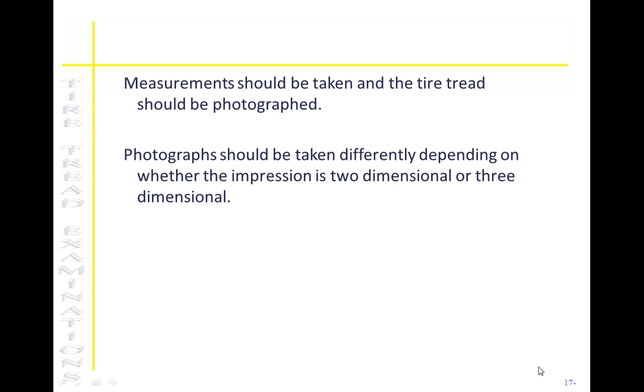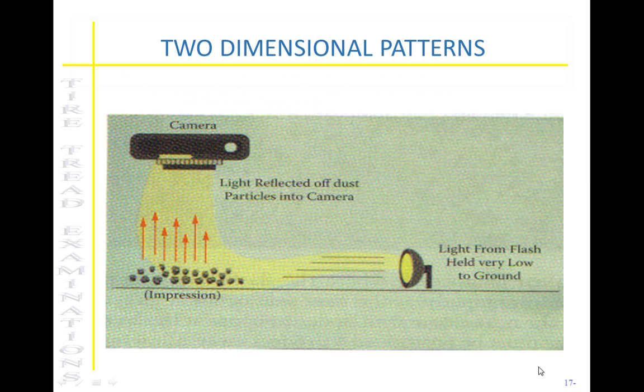Depending on if it's a two-dimensional pattern or a three-dimensional pattern, just like with shoe prints, Tiretreads should be documented differently. If it's a two-dimensional pattern where a vehicle may have just rolled through some oil and then actually leaves a pattern on pavement or on something that's paper, the camera should be located directly above the pattern and the light can come from the side.